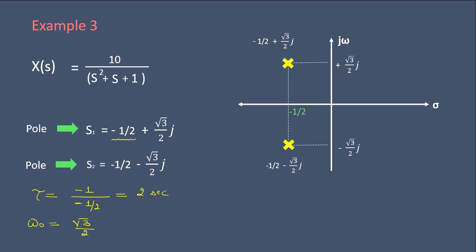So this was the concept of time constant tau and frequency of oscillation. If you know the poles, you can find the time constant tau of a system and you can find the frequency of oscillation of a system.